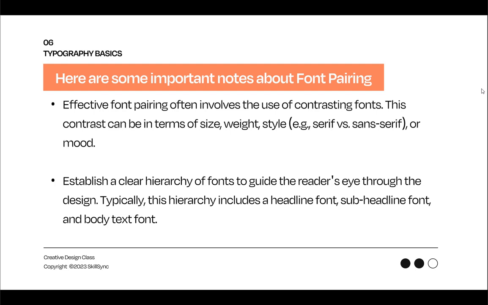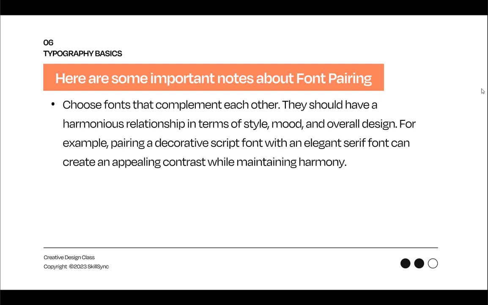Effective font pairing often involves the use of contrasting fonts. This contrast can be in terms of size, weight, style, or mood. Establish a clear hierarchy of fonts to guide the reader's eye through the design. Typically, this hierarchy includes a headline font, sub-headline font, and body text font. Choose fonts that complement each other. They should have a harmonious relationship in terms of style, mood, and overall design. For example, pairing a decorative script font with an elegant serif font can create an appealing contrast while maintaining harmony.